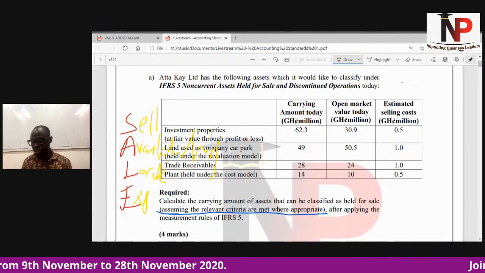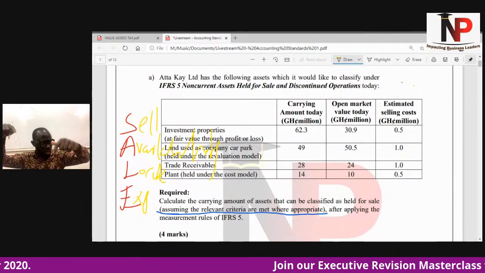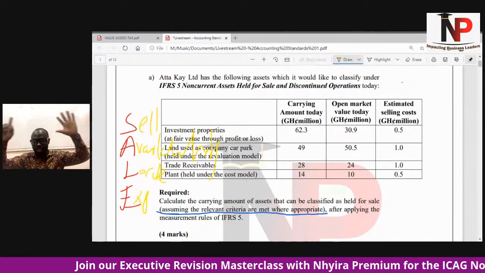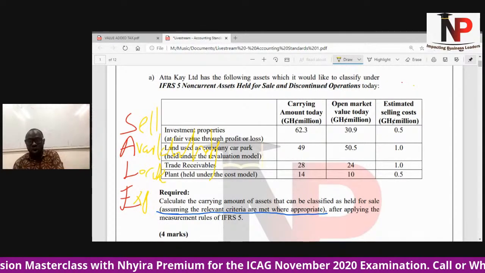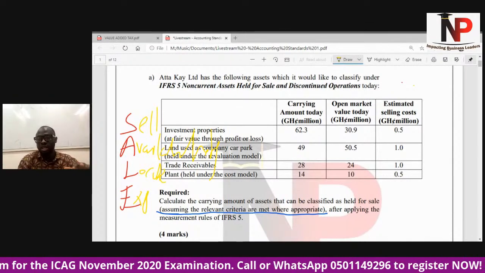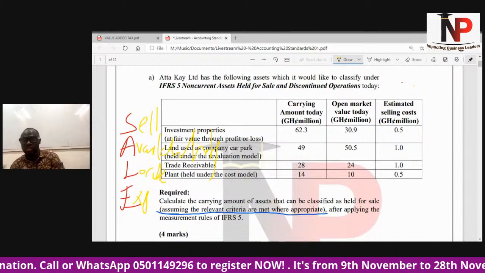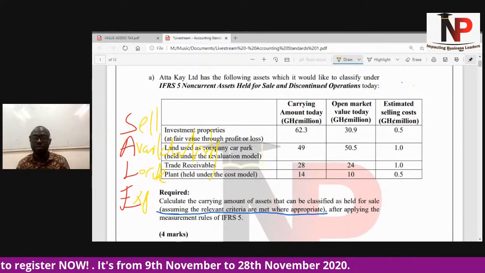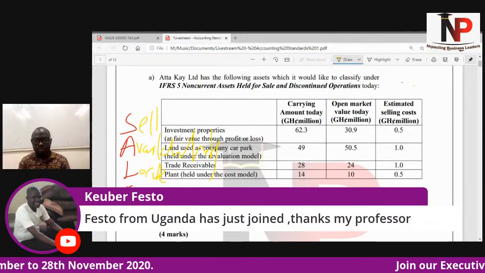Comment in the chat box, comment in the comment section, let me know if you understand and if there is anything that you want me to clarify real quick before we go into the question, because I needed to give you this background understanding of the standards before we get into the question, so that when we get into the question, you are just recalling the principles, the rules, to help you understand what exactly we're looking at.